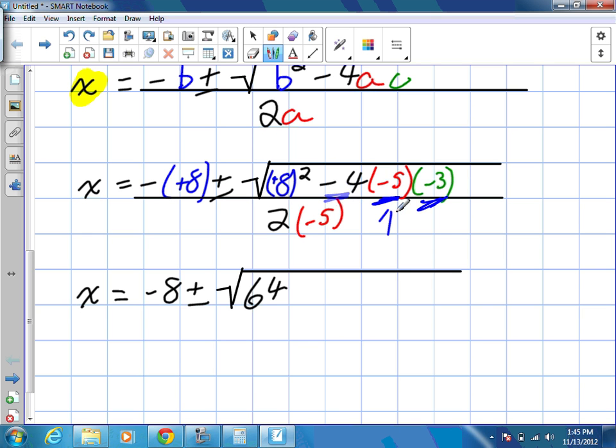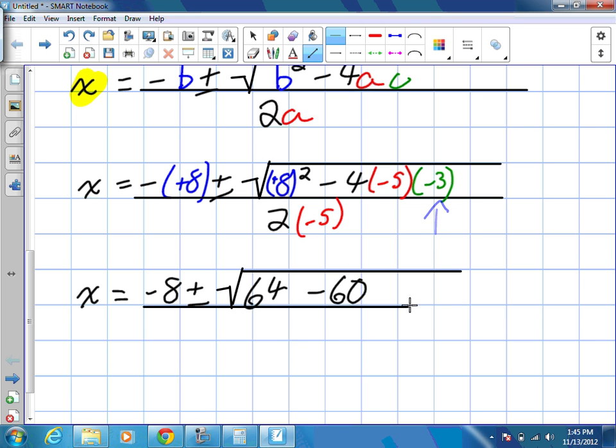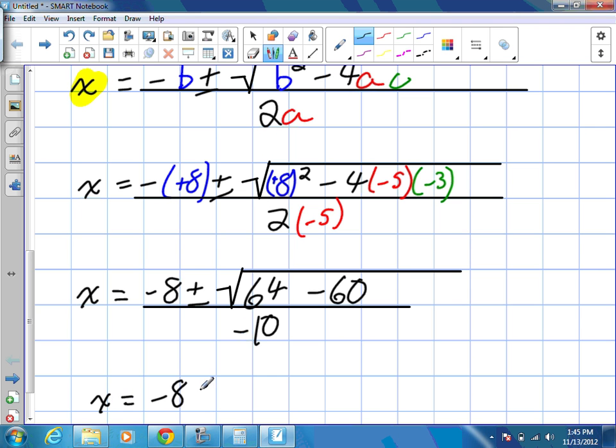Positive 20 times negative 3? Negative 6. Good. Negative 60. Good for you. Okay? This will be divided by, and what is 2 times negative 5? Negative 10. Excellent. We then equate what's underneath the root. So what's 64 minus 60?